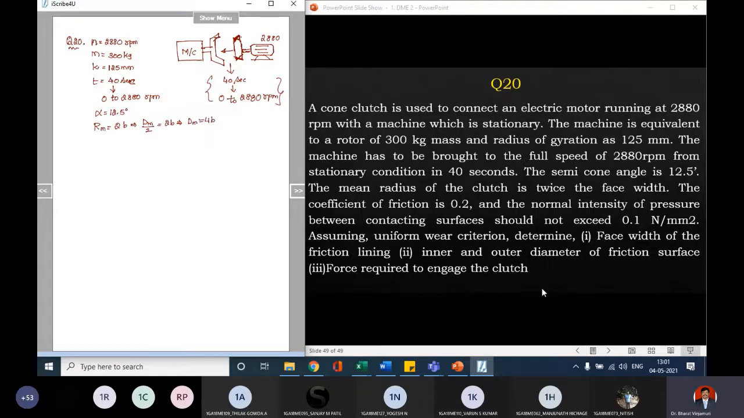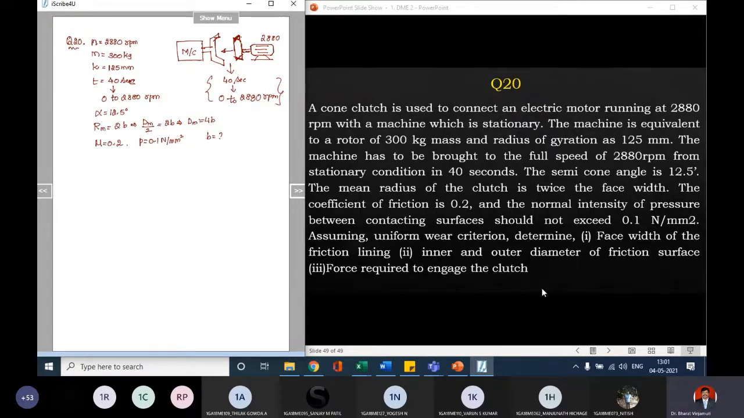So he has given this. The coefficient of friction is 0.2, mu is equal to 0.2. And the normal intensity of the pressure between the contacting surfaces should not exceed 0.1. So he says that P is equal to 0.1 Newton per mm square. Assuming uniform wear criteria, determine the face width of the friction lining. So obviously he is expecting me to determine the value of b.